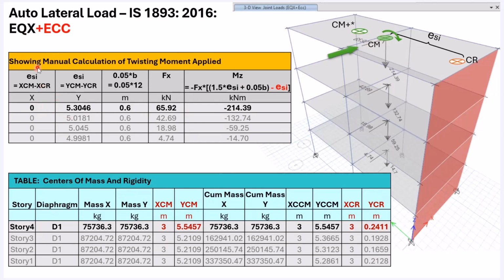And here I'm showing the manual calculation of the moment applied by ETABS. What it does is, it is the same formula, but the ESI, the inherent eccentricity, is deducted and the moment is calculated. 214. And the sign is negative here. That is to apply this moment.